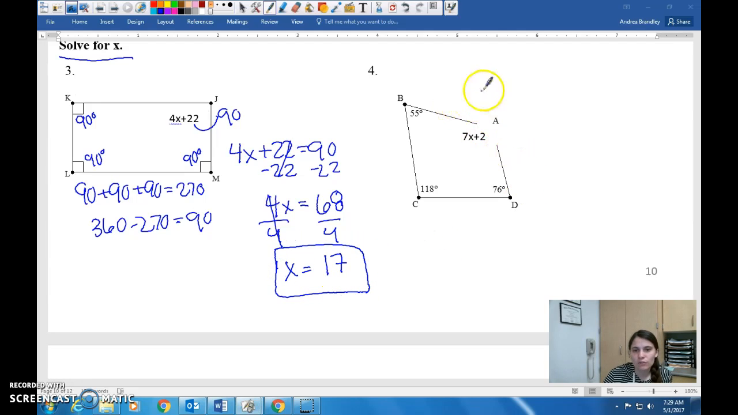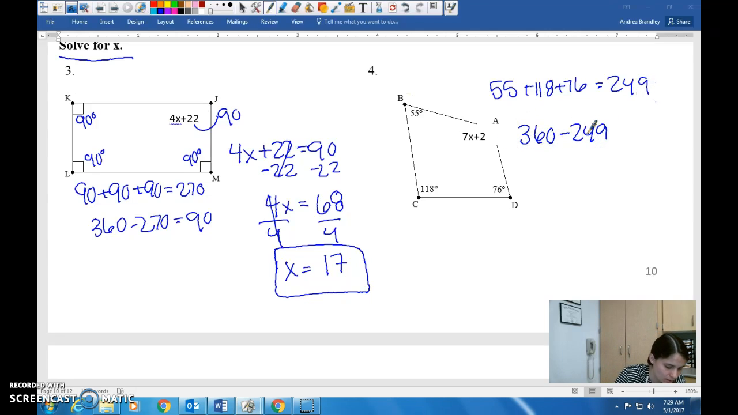And then it's the same idea over here. I can figure out what this third angle is. First I need to add them all together. So I have 55 plus 118 plus 76, which is 249. To figure out what that last angle is, I'm going to do 360 minus 249, which is 111.